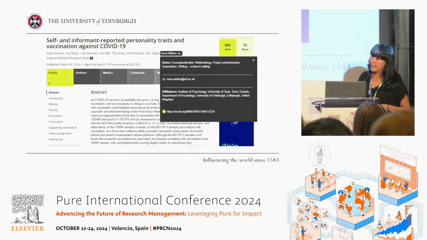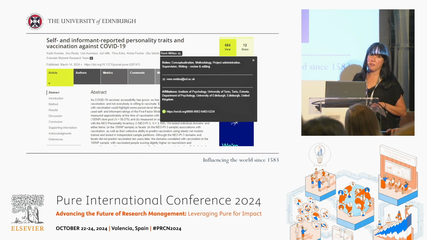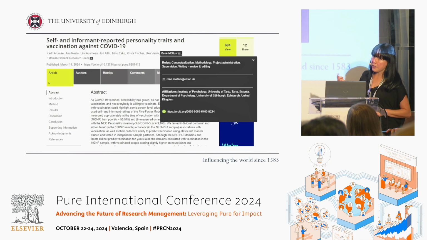So this is an example of the use of CRediT in a specific journal. So this is PLOS ONE. This is just one of the publishers that uses CRediT. There's loads more at the moment. There's over 100 publishers that have started using CRediT. So you can see that by clicking on the author, you get the CRediT description of what that author has contributed to that journal.